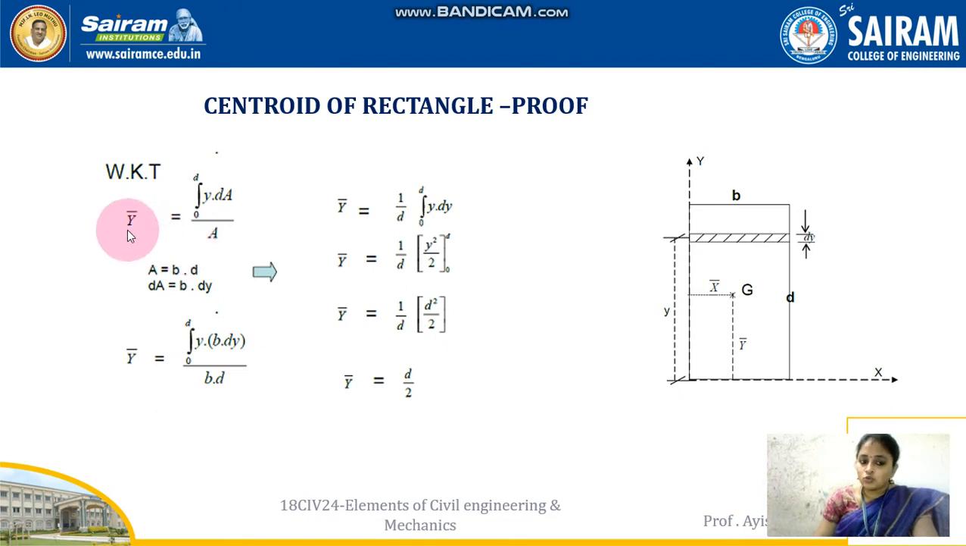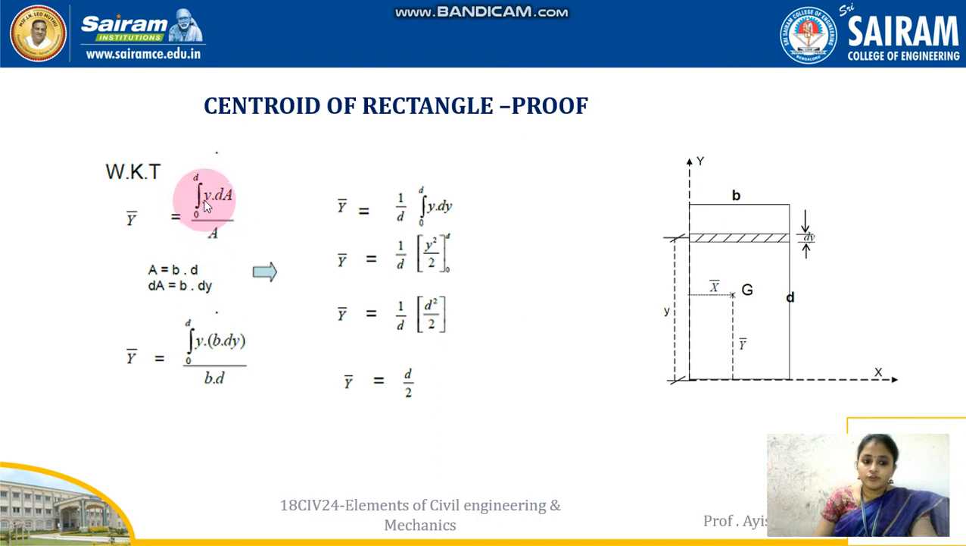We already know the formula for y bar is integration of y dA by a, as we saw in the centroid of plane figure derivation. Integration means you need to fix the limits. If you see this figure, the distance from x is 0 to d. So just take the same limits, 0 to d, y dA by a.